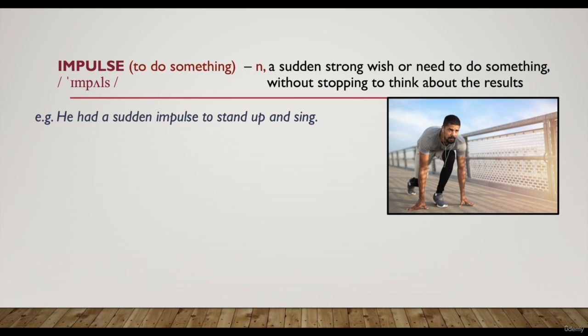Let's look at an example. He had a sudden impulse to stand up and sing. That means he wanted to stand up and sing. He didn't want to think why he wanted that. He just wanted to get up and do it.